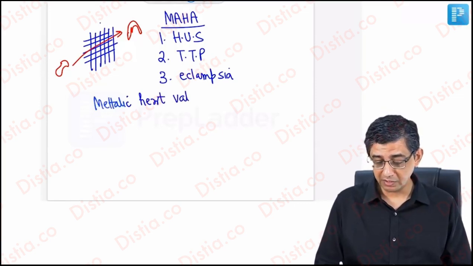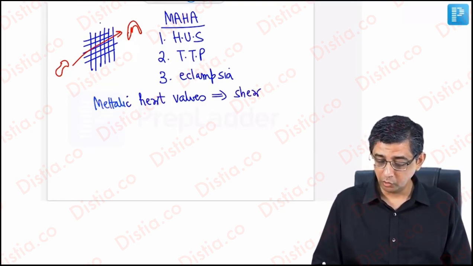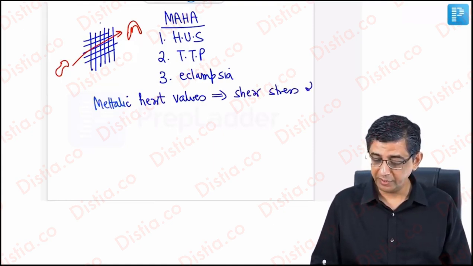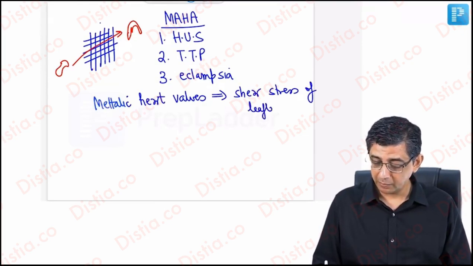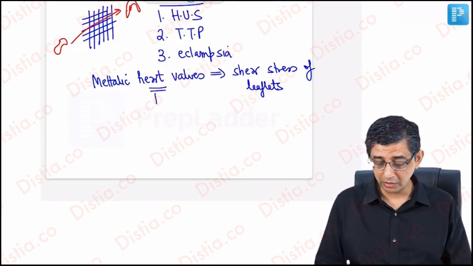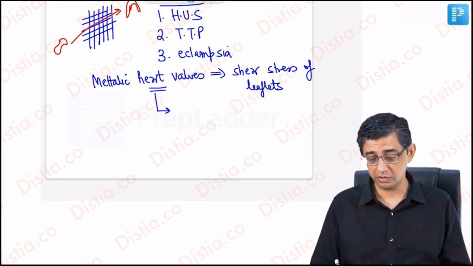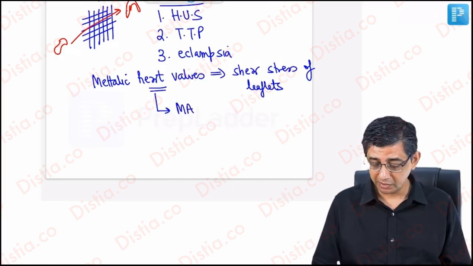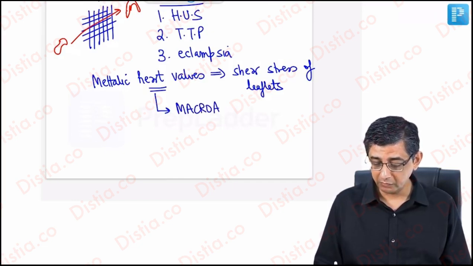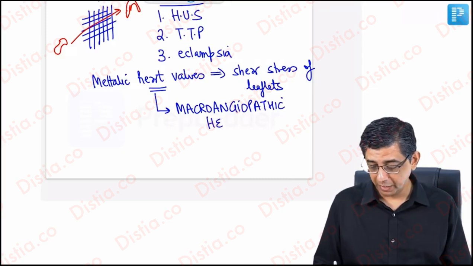But if he says the word metallic heart valves, then the shear stress of the opening and closure of the leaflets can actually cause damage to the red blood cells. Now, when I say the word heart valves, it is not actually the blood vessels which are causing a problem. It is the leaflets, metal leaflets, which are causing a problem. So sometimes he might just try to trouble you by English, by writing the word macroangiopathic hemolytic anemia.